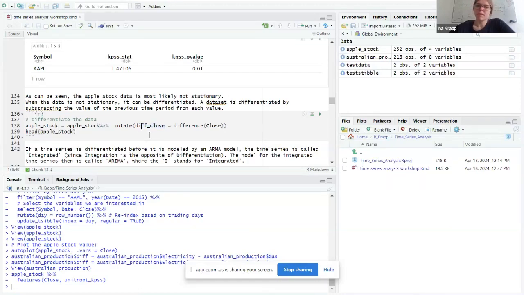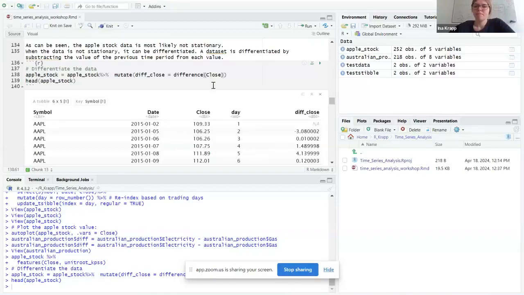To do this in R, I define a new variable. I call it diff close, so this is the differentiated closing price. You can create these new values with the mutate command. And this new value is the difference of the old one, so there is the diff command for this. What we can see now is that for the first day, we obtain a not available.